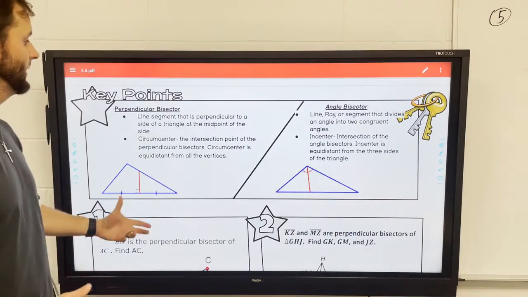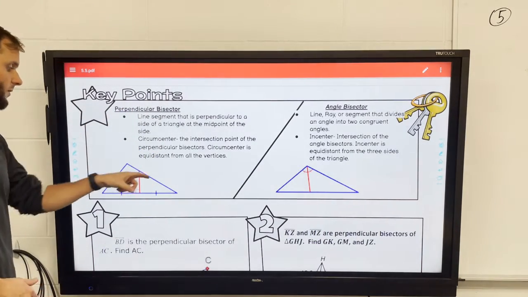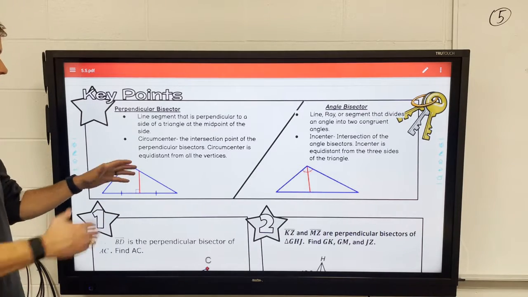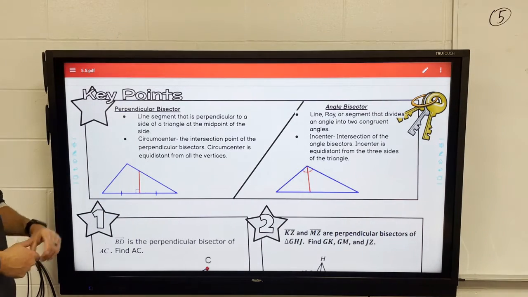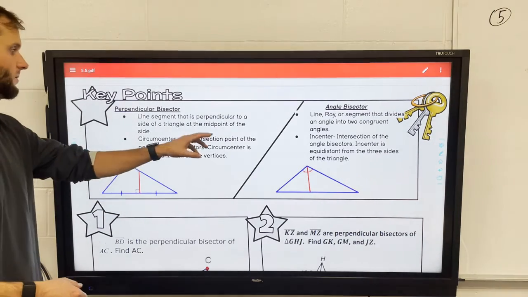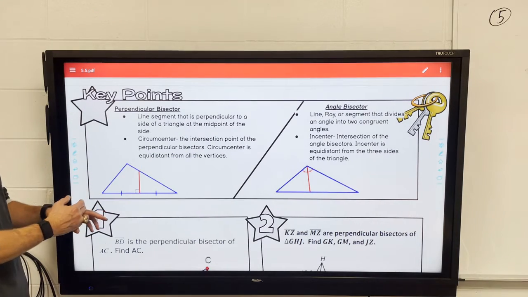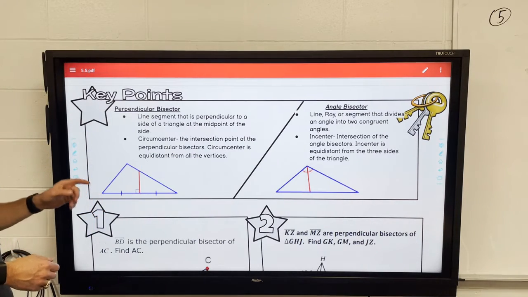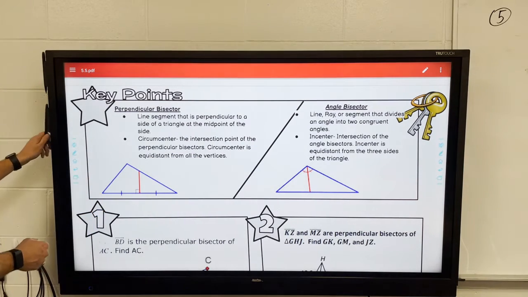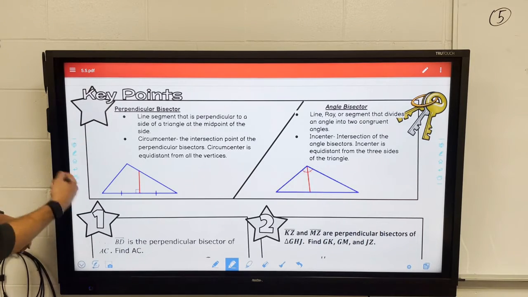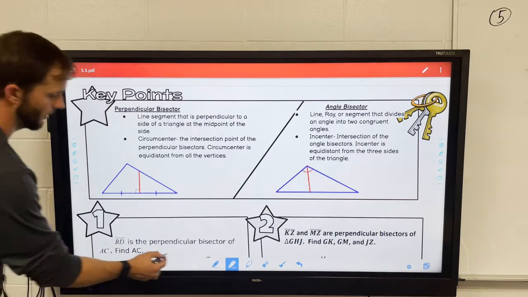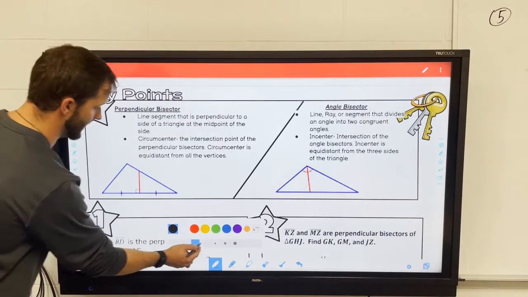On these perpendicular bisectors, if you draw all three of those lines on the triangle, it's going to meet at a point called the circumcenter. The circumcenter is the intersection point of the perpendicular bisectors, and the circumcenter is equidistant from all the vertices. So what that means, if I was to actually draw all three of my perpendicular bisectors to create that circumcenter.